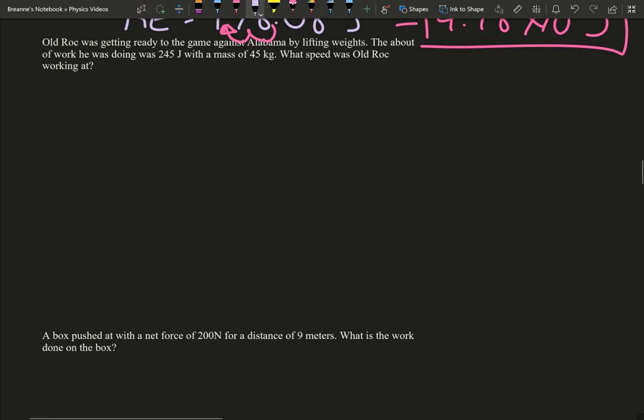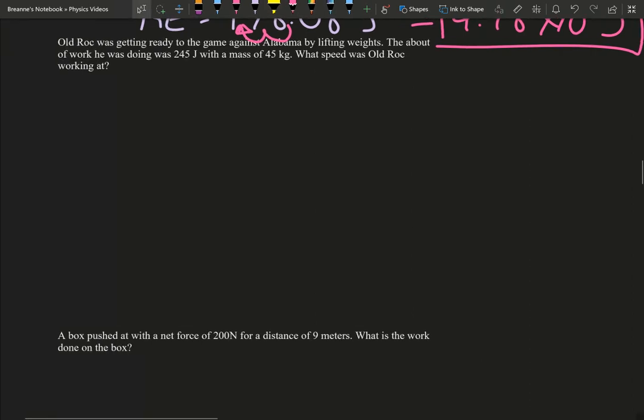So let's start with our givens. It told us that work is about 245 joules.